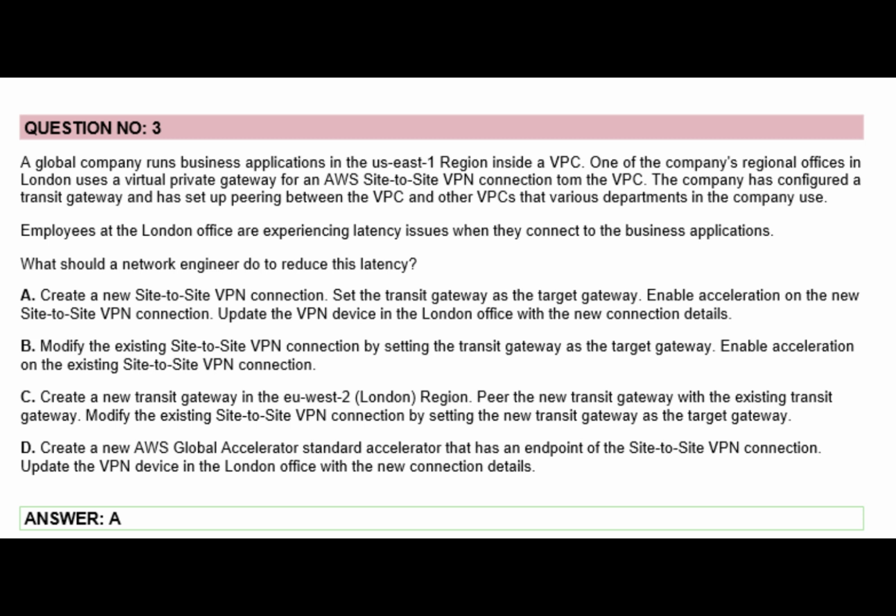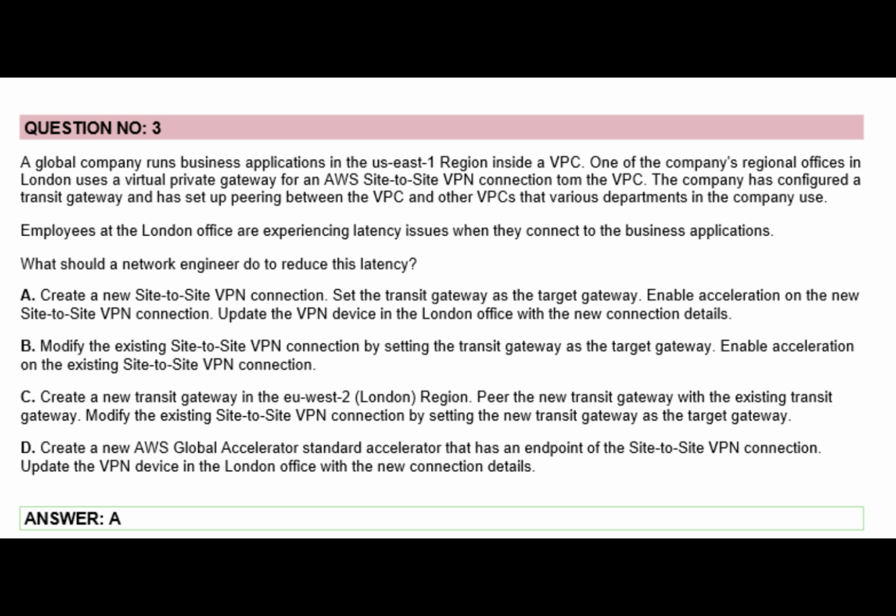A. Create a new site-to-site VPN connection. Set the transit gateway as the target gateway. Enable acceleration on the new site-to-site VPN connection. Update the VPN device in the London office with the new connection details. B. Modify the existing site-to-site VPN connection by setting the transit gateway as the target gateway. Enable acceleration on the existing site-to-site VPN connection.